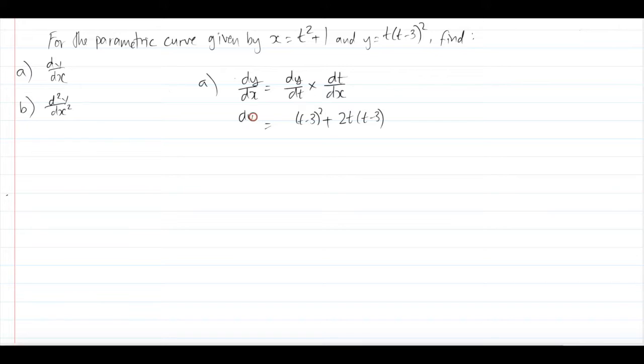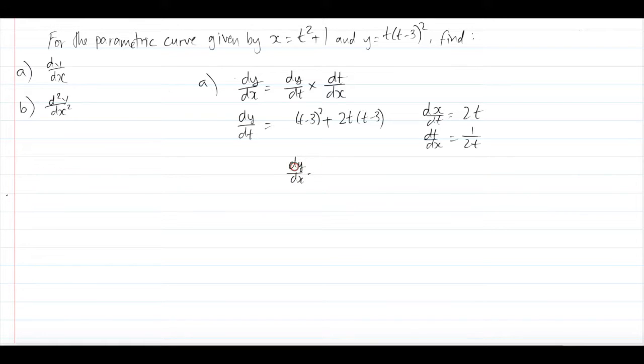So that's dy/dt. Of course, we also need to find dt/dx. In this case, you just solve for dx/dt and then flip that to get dt/dx. dx/dt is just the derivative of t squared plus 1, which is 2t. Therefore, dt/dx is 1 over 2t. And we get our answer.